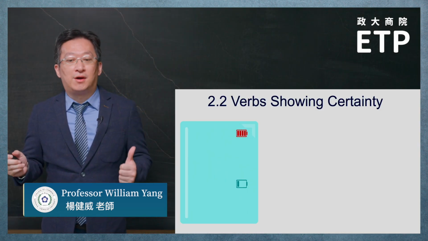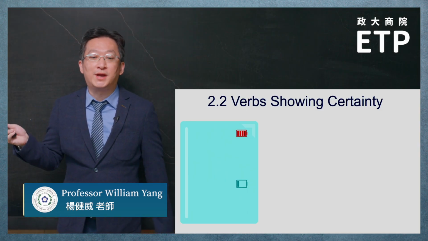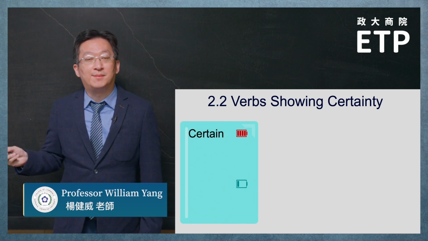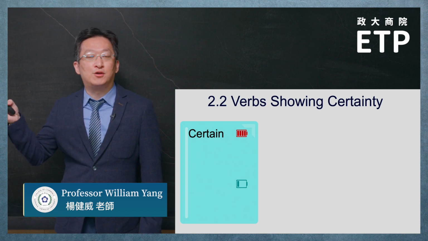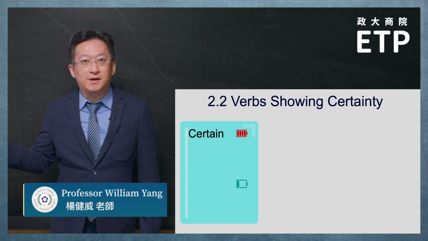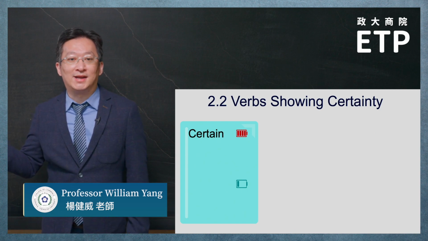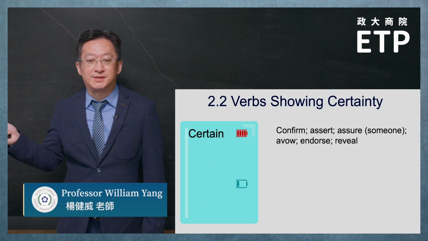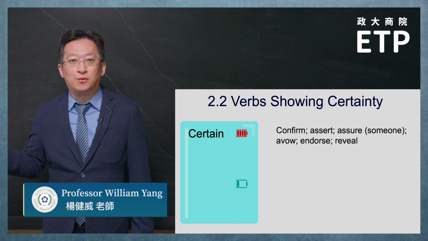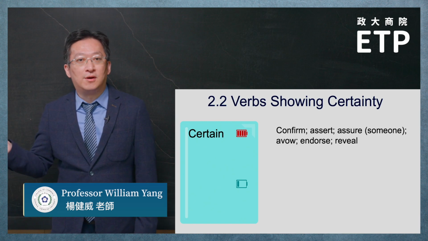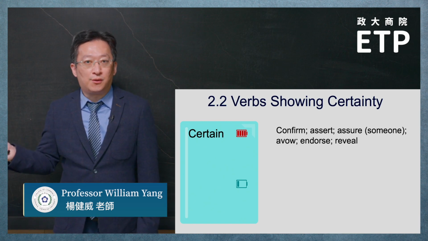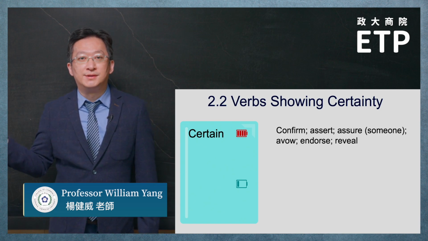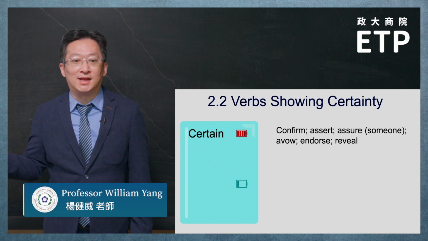And now let's also talk about some other reporting verbs. We can also classify the reporting verbs in terms of certainty. For example, we have reporting verbs that can show that the speaker or the author is very certain about the idea. So you can try, for example, confirm, assert, assure someone, or to avow, to endorse an idea, to endorse someone, or to reveal someone's view clearly.